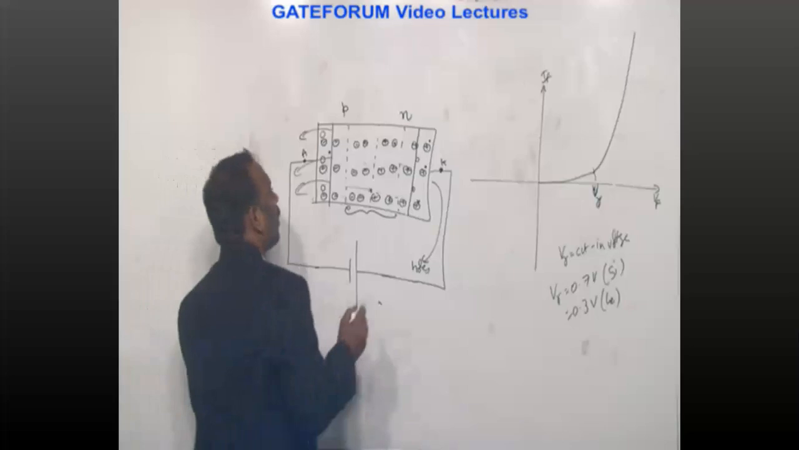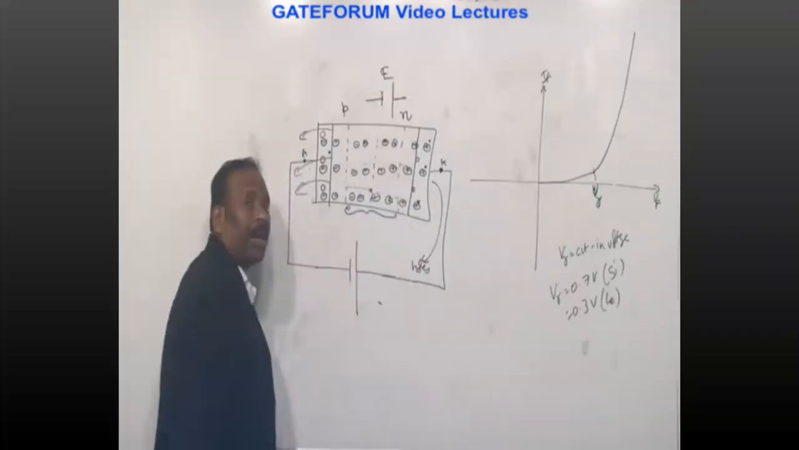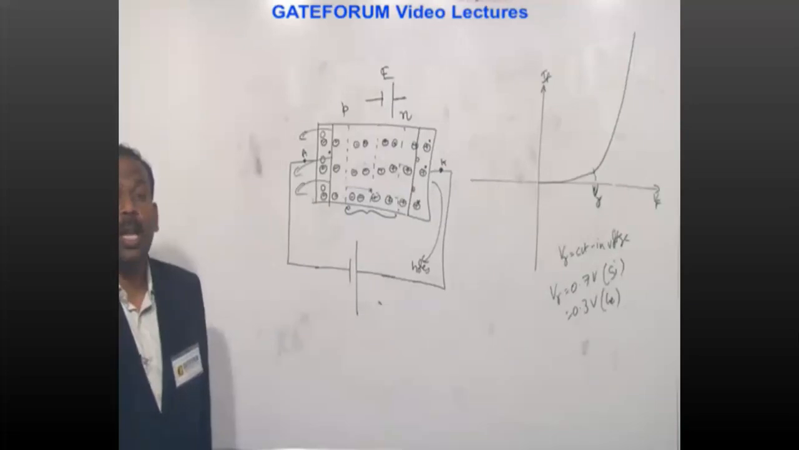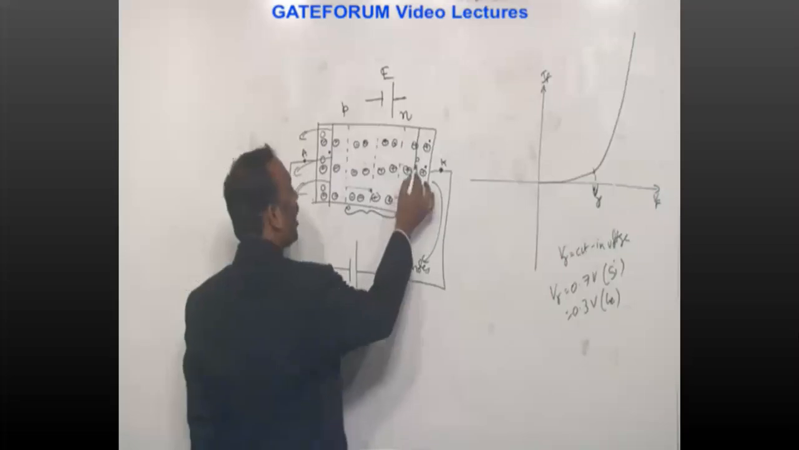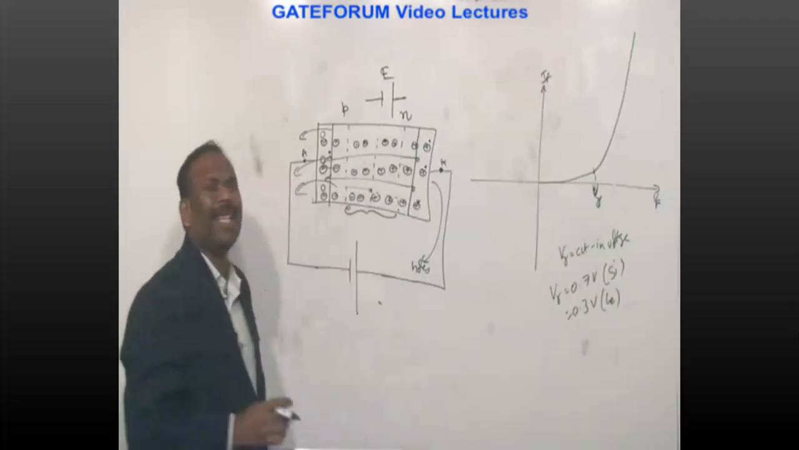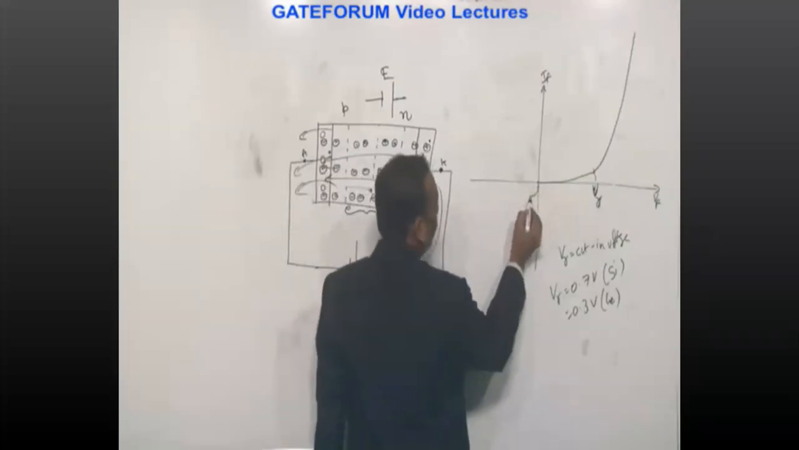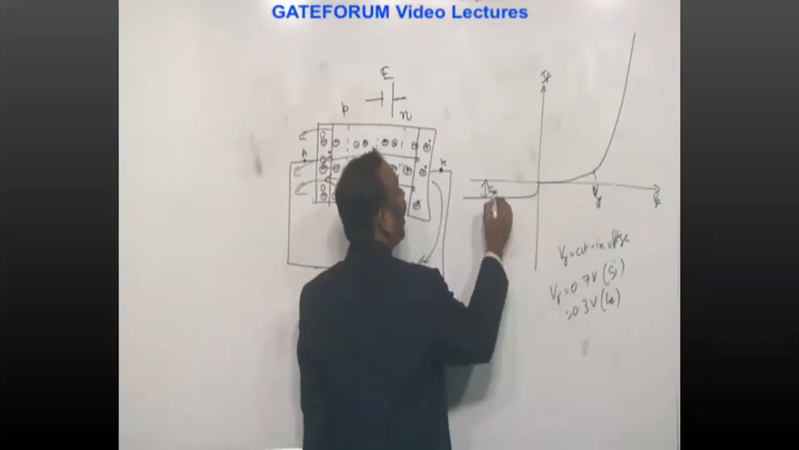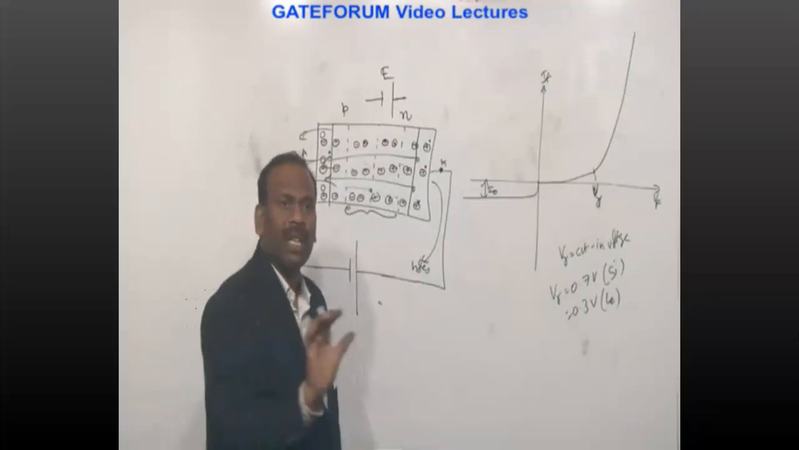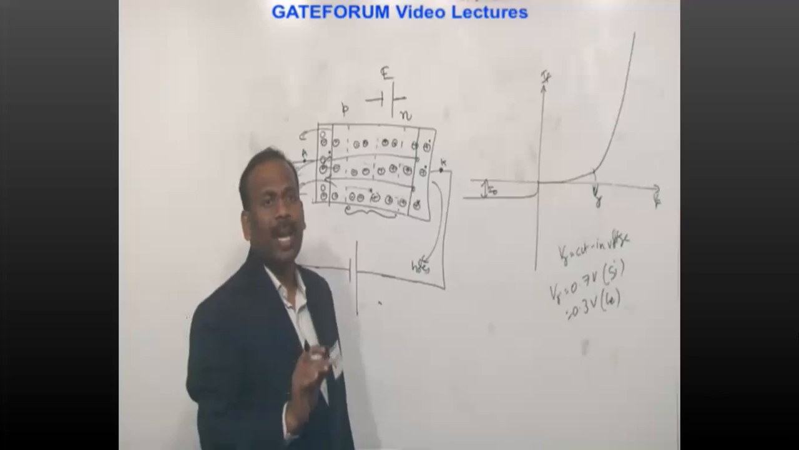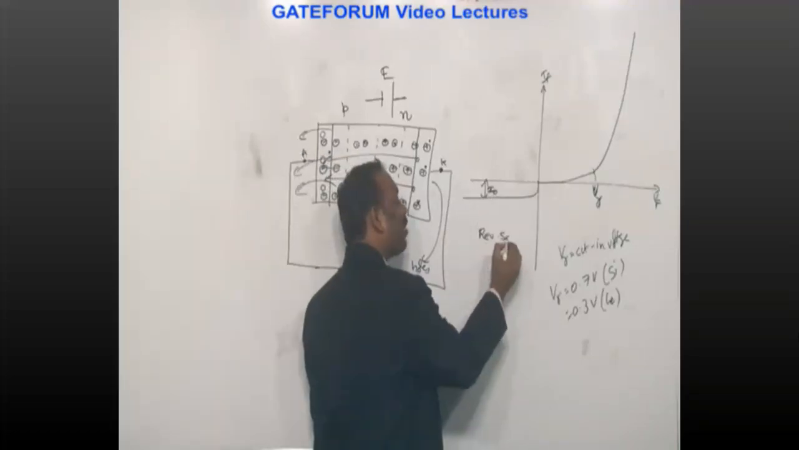But if you see here, positive charge, negative charge, internally an electric field is there. What will the internal electric field do? It will allow the minority charge carriers. Minority charge carriers are less in number, therefore the current remains constant. So under reverse bias condition, current is very small and it is called the reverse saturation current.